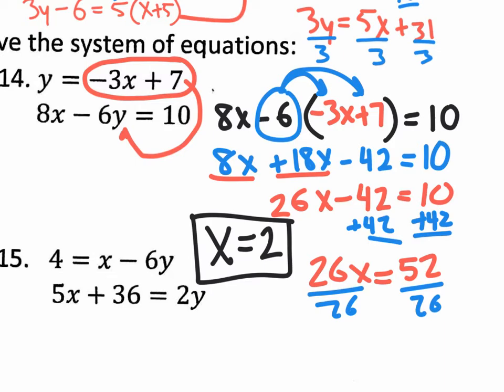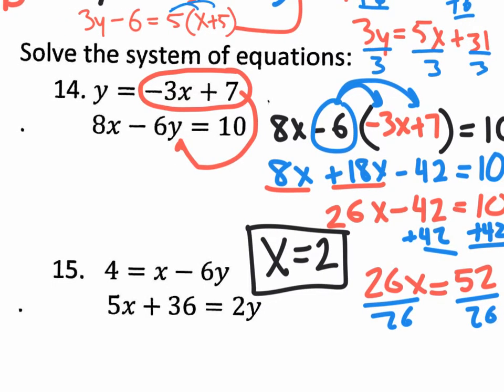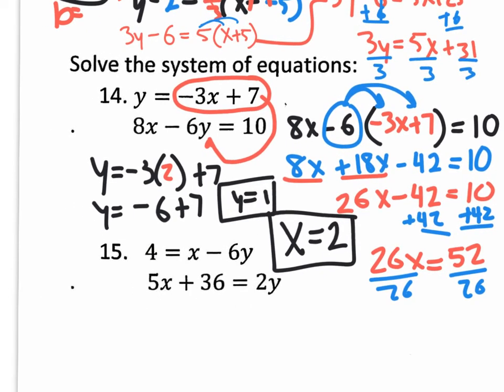All we have to do is plug it into any equation of the original to find the other. So if I plug in my value of 2 into the top one, it's going to say y equals negative 3 times what I'm substituting, 2, plus 7. So that's going to be negative 6 plus 7. So y really equals what? Y equals 1. Negative 6 plus 7 is 1. So as a coordinate, the answer to number 14 is 2, 1.